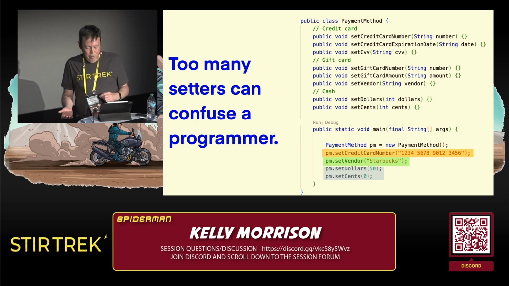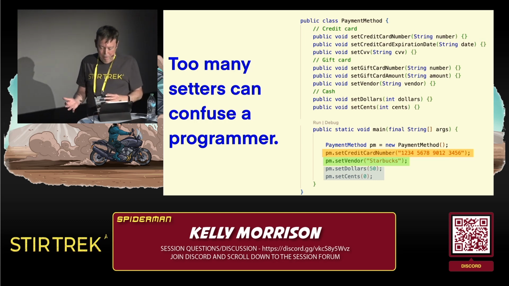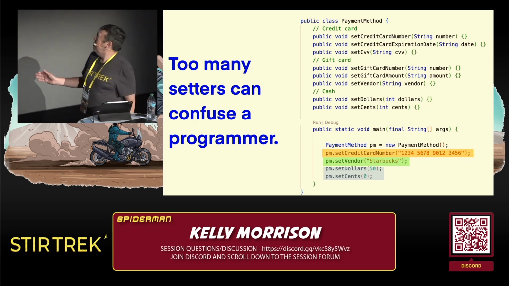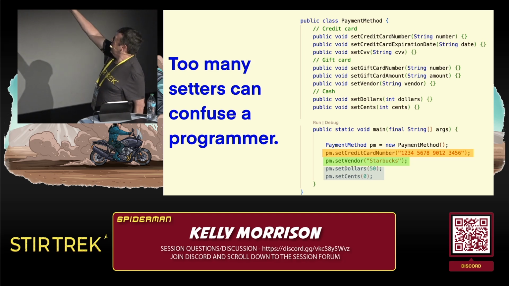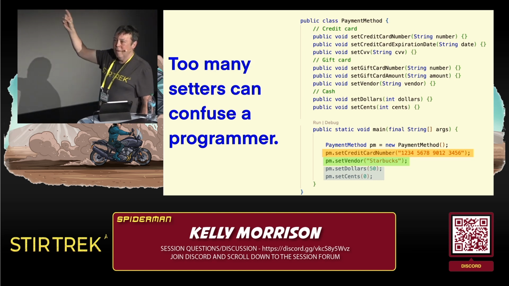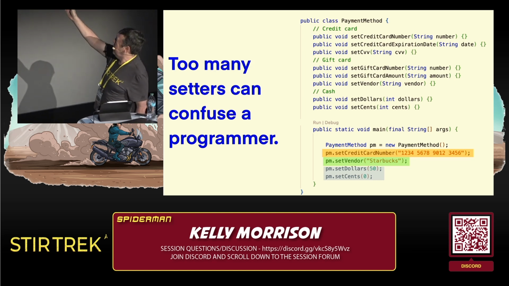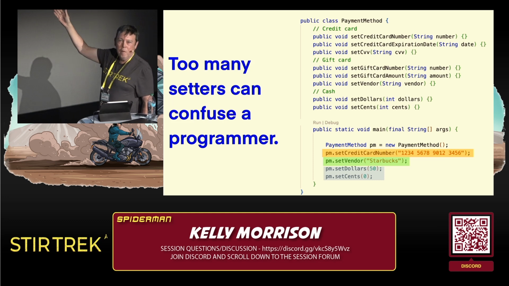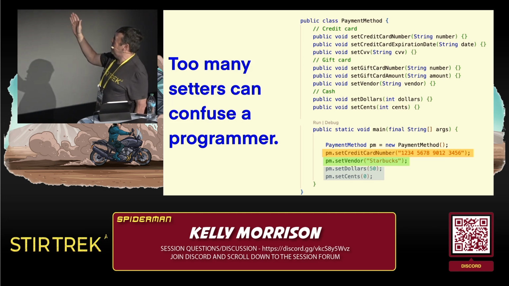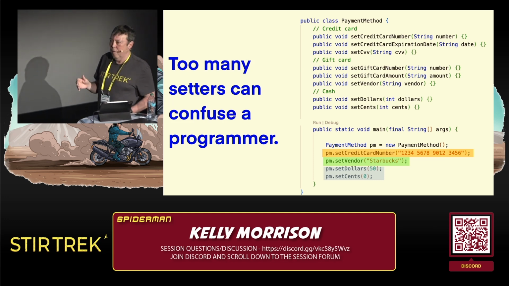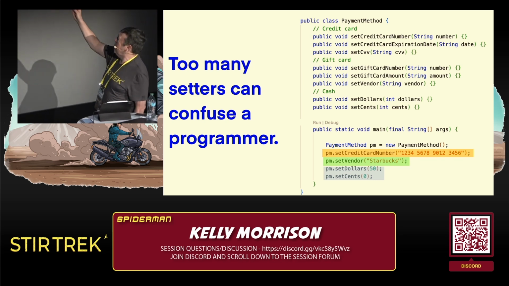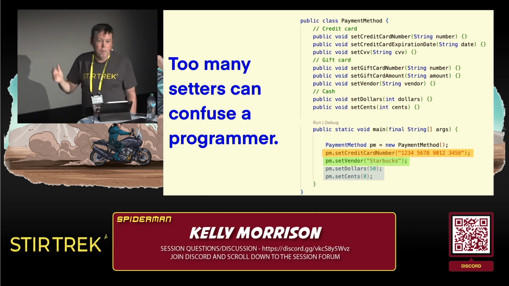And if you're unfamiliar with it and you come along and try to create a payment method, you might mix these up. For example, you might try to call the credit card number from the credit card part, set vendor from Starbucks, and then dollars and cents from the cash method. And in this case, it's pretty easy because we all know what these objects are. But if you're dealing with something that you've never seen before, like the control thing for a drone, it might not be clear whether these functions are related or not. So that's another problem with too many setters.